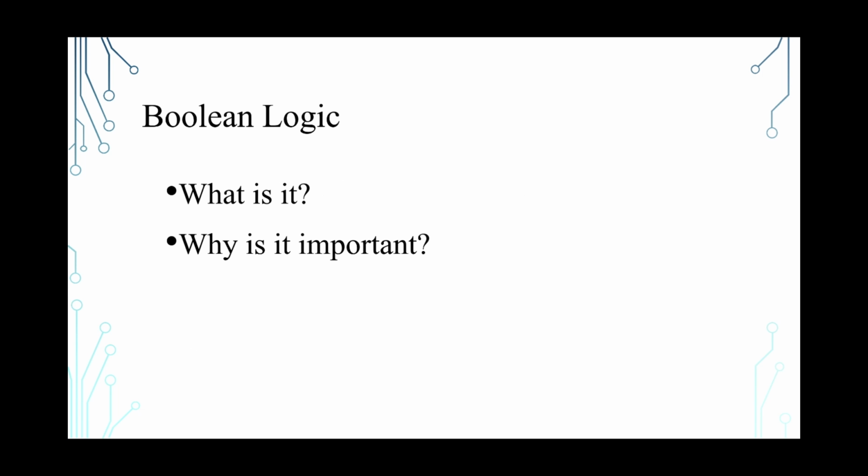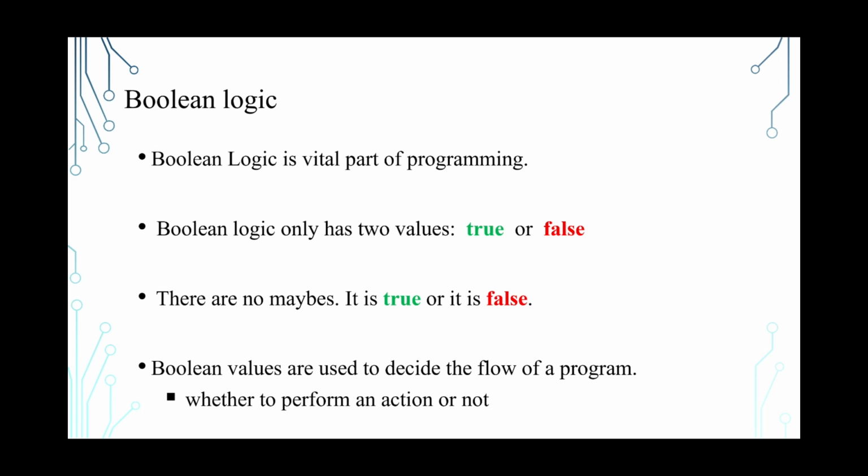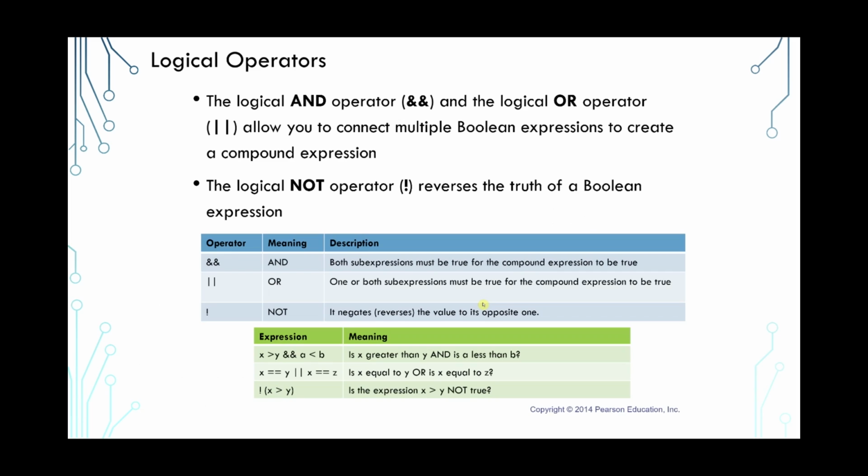So Boolean logic, what is it, and why is it so important to us? As you know, Boolean logic is a vital part of programming, and Boolean logic only has two values, true and false. There are no maybes in Boolean logic. It's either true or false. And we usually use it to decide the flow of a program, whether to perform an action or to stop, right?